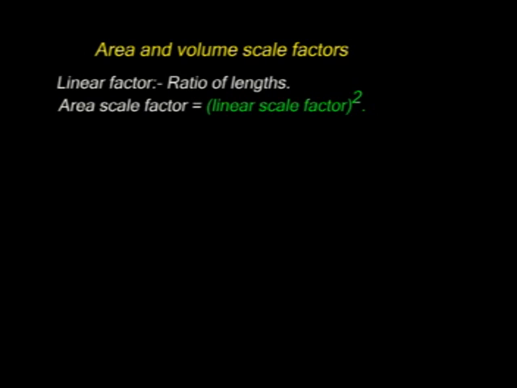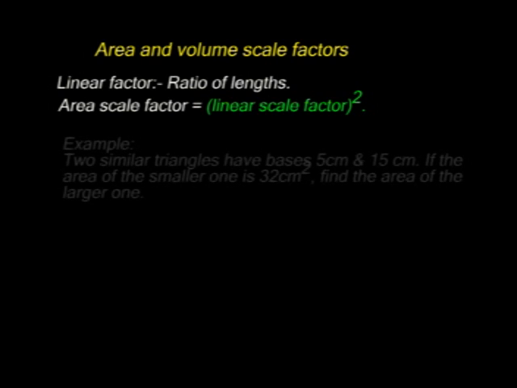Now let us look at area and volume scale factors. We have seen that the linear scale factor is the ratio of the length of a figure. If two figures are similar and we know the area of one of them and the linear scale factor, we can find the area of the other using the relationship area scale factor is equal to linear scale factor squared. We then multiply the area of one figure with the area scale factor to get the area of the other.